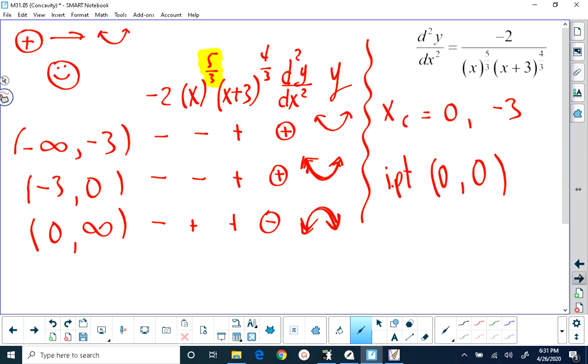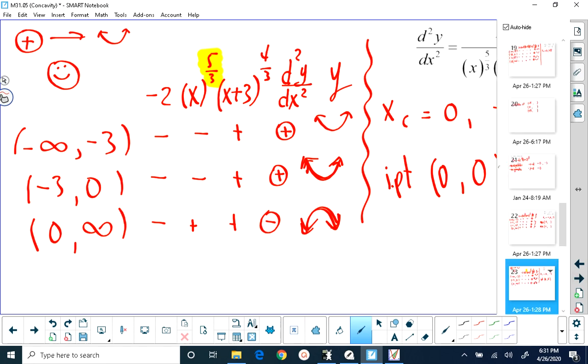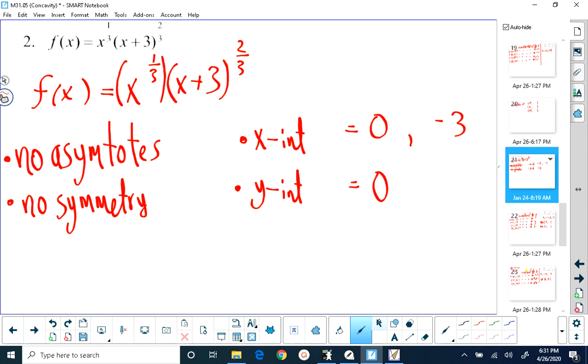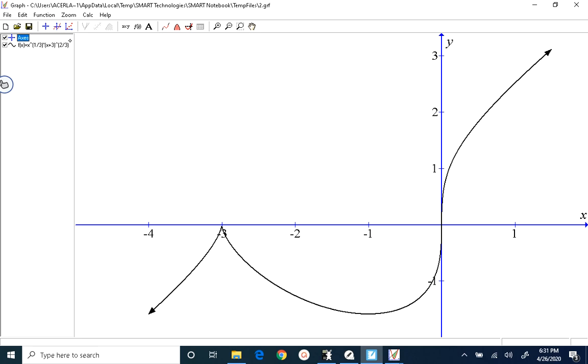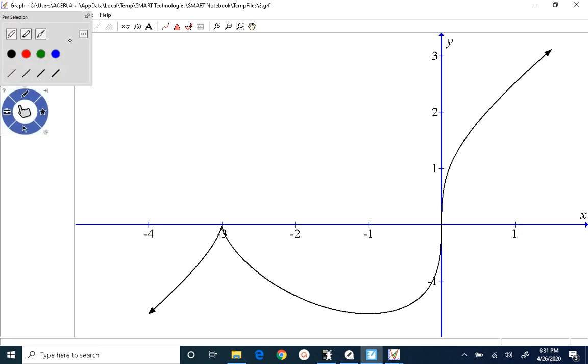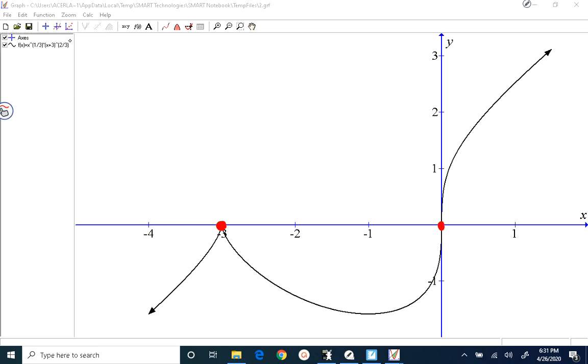Let me show you what the graph of the function looks like now, and we're going to go through every single piece of information that I figured out with you. This is what the graph of the function looks like. Now, one of the things we determined was that it was concave up from -3 to 0. And you can see that it's concave up from -3 to 0.